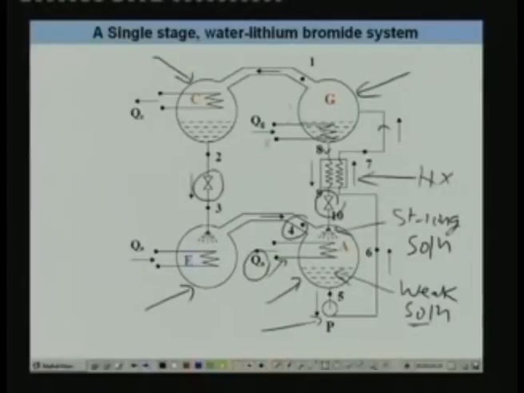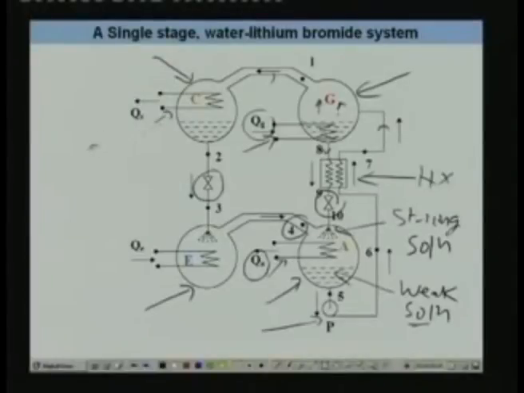In the generator, you have to supply heat. Heat can be supplied in a wide variety of ways. We will see how heat can be supplied, but at the moment let us assume that we are somehow supplying the required heat QZ. When you are supplying QZ to this weak solution, vapor is generated. This vapor flows into the condenser.